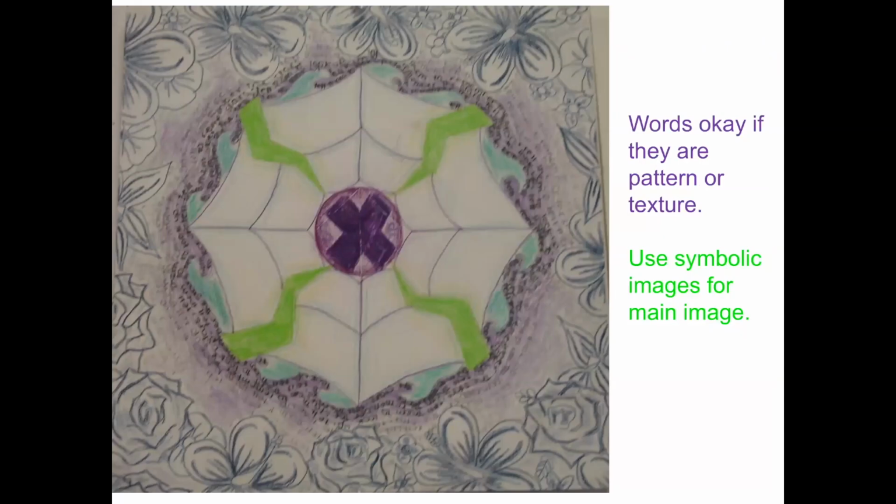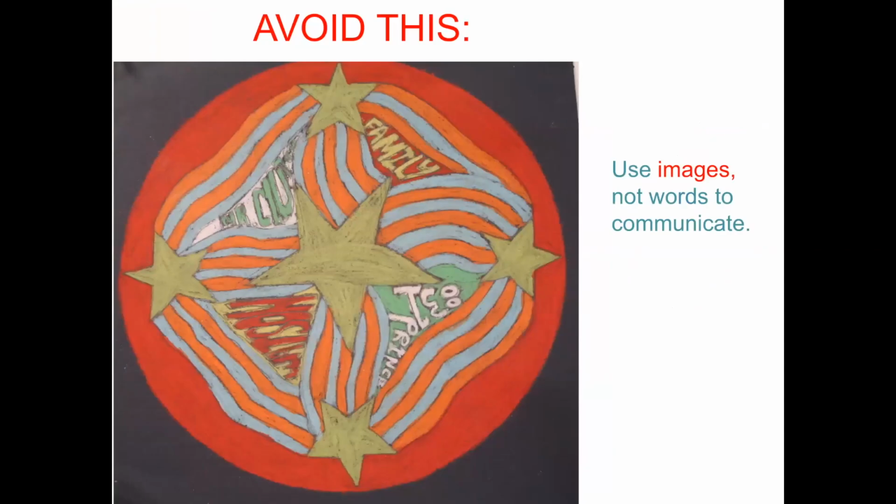Words are okay if they're part of a pattern or texture, but you shouldn't use them as your main symbols. Okay, this young lady did a nice job using the words, kind of, I think of some songs she liked, as a background texture and shading in them. So that was a good way to use words without taking away from the main symbols, the images you're creating.